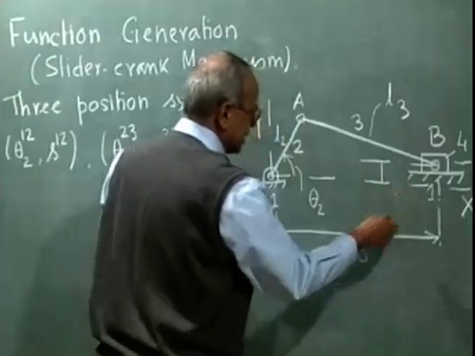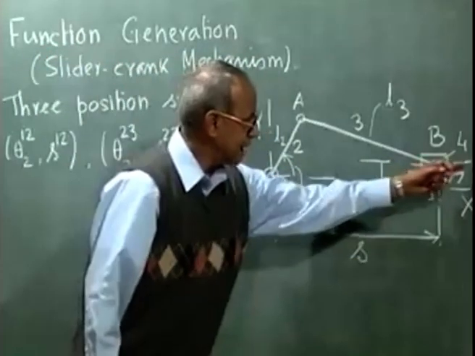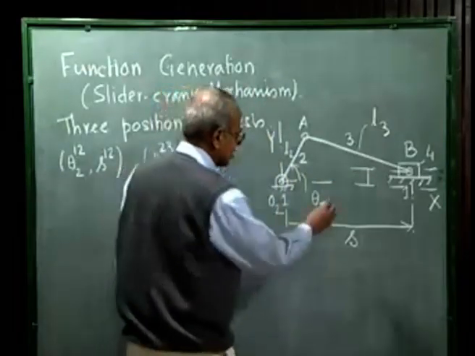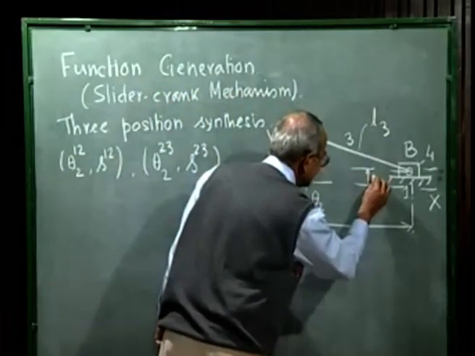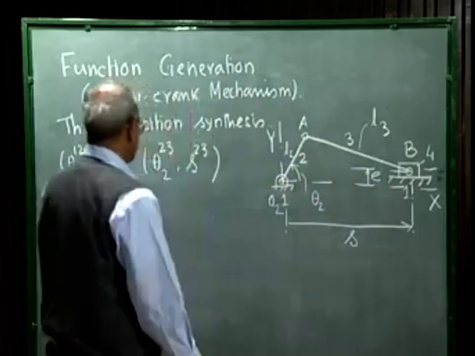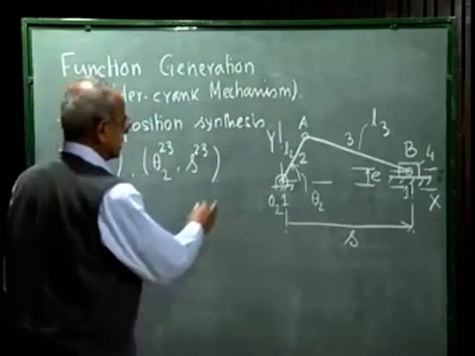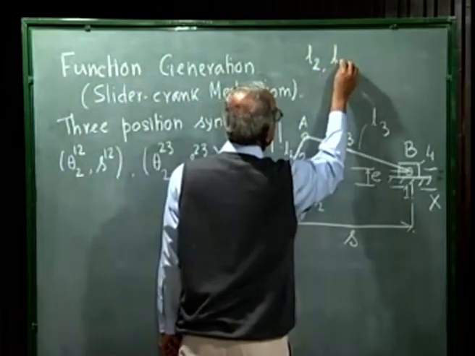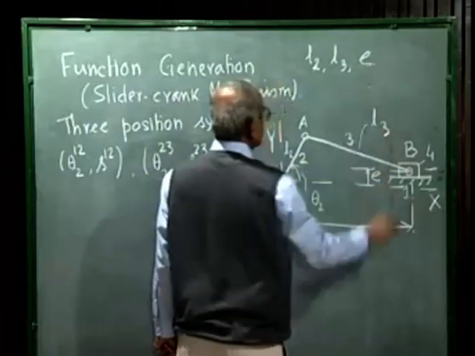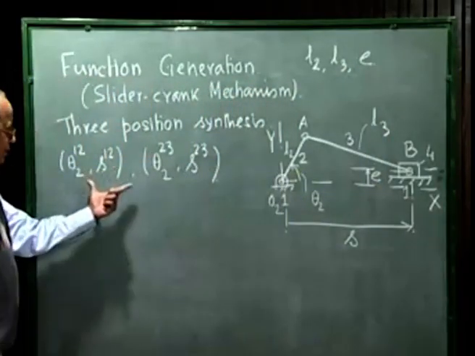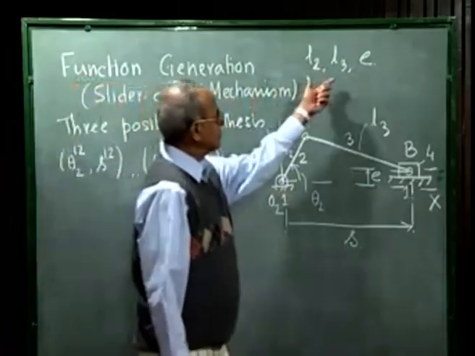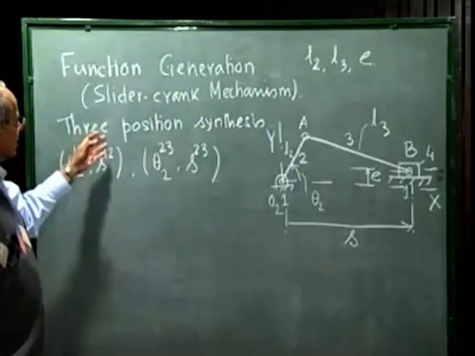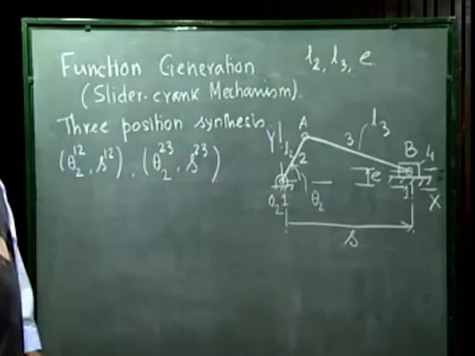of offset, that is the distance of the slider movement line from the x-axis along the vertical direction or y-axis, that is E. That is the amount of offset. So, this linkage has 3 link length parameters, namely kinematic dimensions L2, L3 and E. So, to generate these 2 pairs of prescribed movements, what must be these 3 dimensions? That is what we mean by 3 position synthesis function generation by a slider crank mechanism.